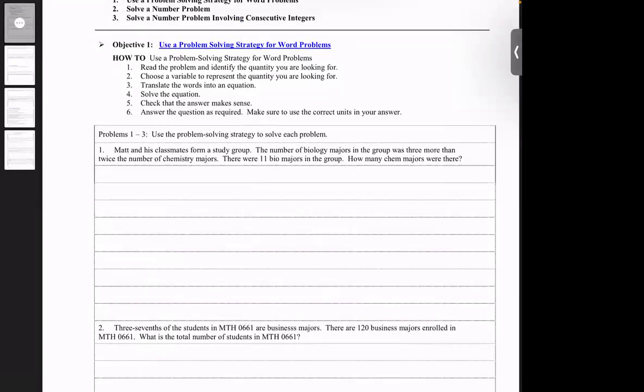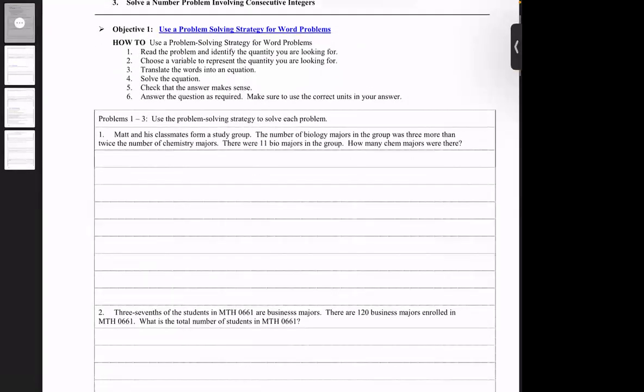All right, so the number of biology majors in the group was 3 more than twice the number of chemistry majors. There were 11 bio majors in the group. How many chemistry majors were there? Apparently the one that we're looking for is the number of students that are chemistry majors, right? So that's my variable, the unknown. So I'm gonna let X be that.